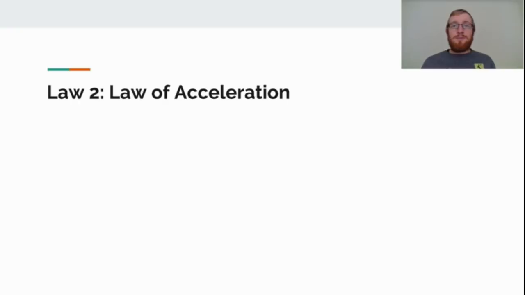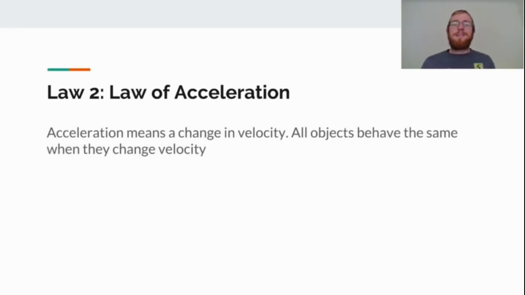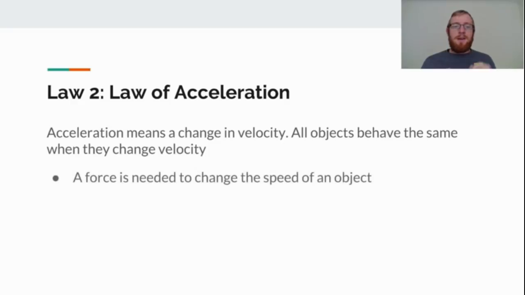Newton's second law, or the law of acceleration. This law basically says that acceleration is another word for a change in velocity or a change in speed, and all objects behave the same when they change velocity. A force is needed to change the speed of an object, the velocity of an object, and that's the same for all things in the universe.